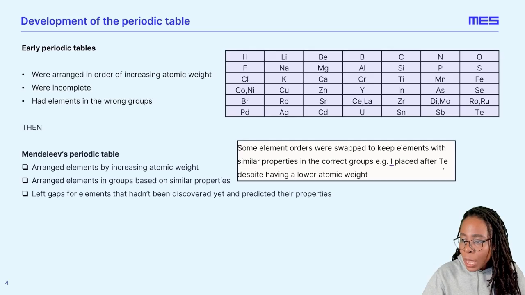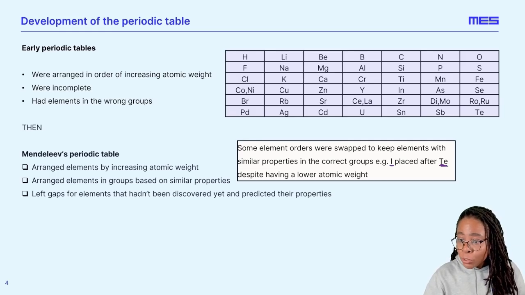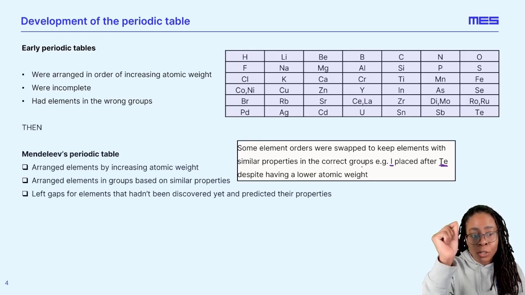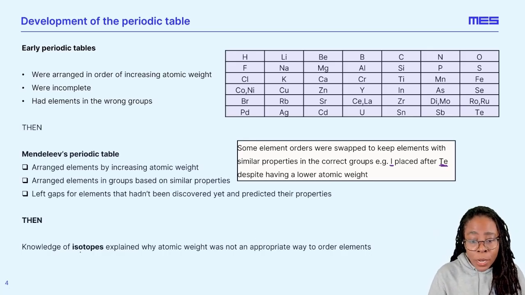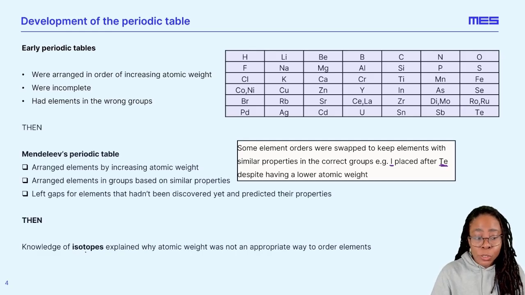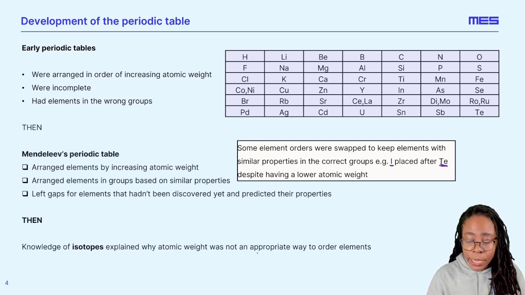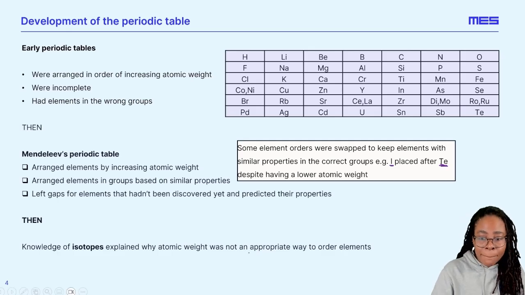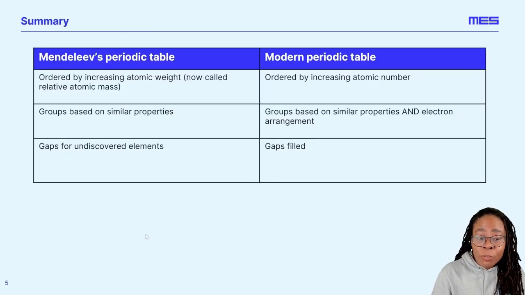For example, with iodine and tellurium, iodine was actually placed after tellurium, even though it has a lower atomic weight, because it still matched the properties of the other elements within that group. Further to Mendeleev's periodic table, once we had knowledge of isotopes, which we saw earlier in the atomic structure section, that explained why atomic weight was not an appropriate way to order elements, as some atoms of elements have different masses. We can summarize that here, looking at the differences between Mendeleev's periodic table and our modern periodic table.